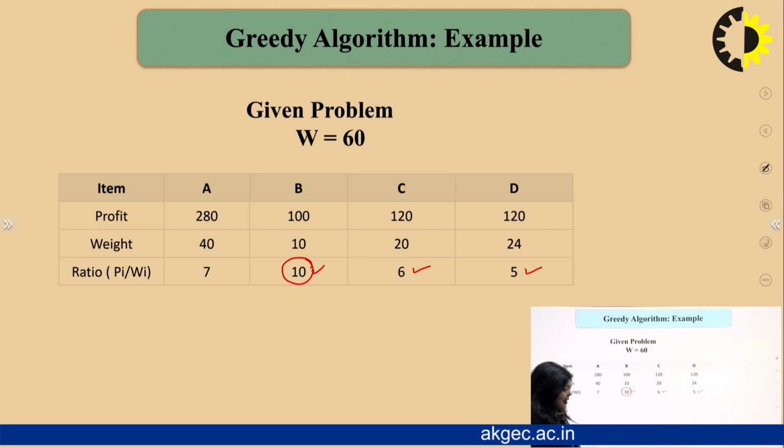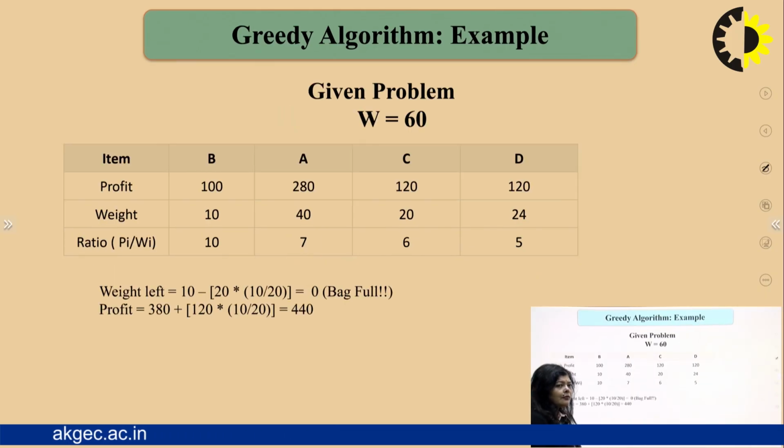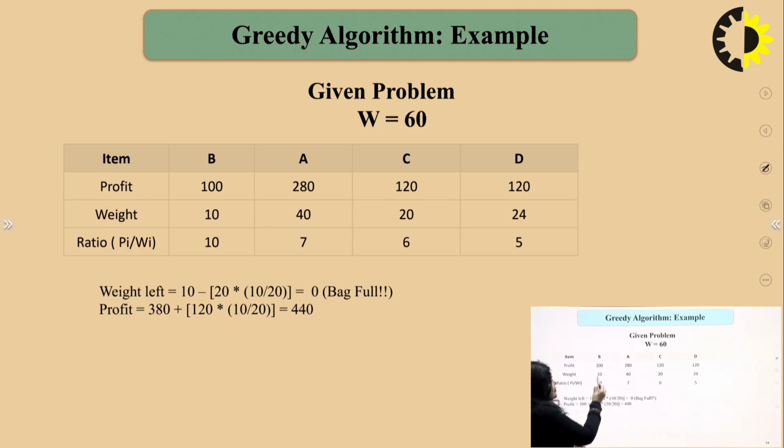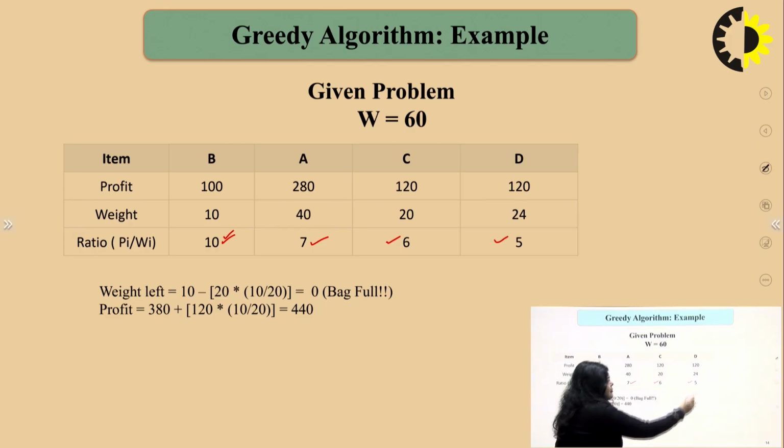So now in the next step, we are sorting these items based on the values of the profit weight ratio. Here you can see that we have sorted, and B is the first item in the list because it has the highest profit weight ratio. Then we have arranged it in decreasing order, and you can see that the next highest ratio is 7 belonging to item A, and then item C, then item D.